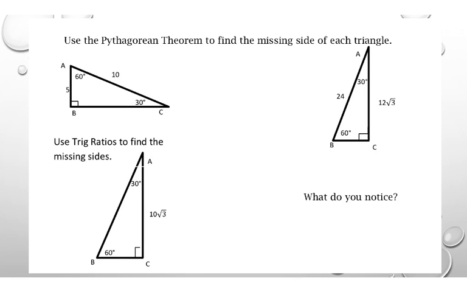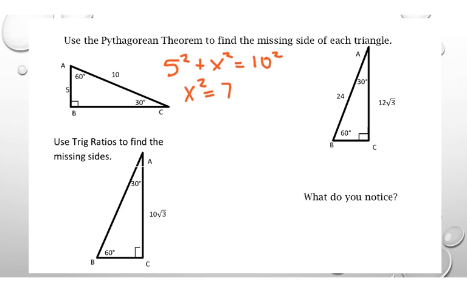Okay, first we're going to review how to use the Pythagorean theorem to find the missing side. As you remember, we would do leg squared plus leg squared equals hypotenuse squared. Remember, your hypotenuse is always the largest side. We are going to leave our answers as radicals.